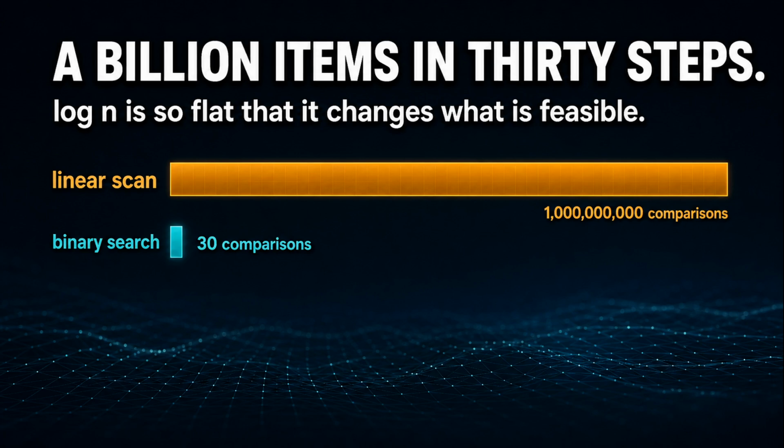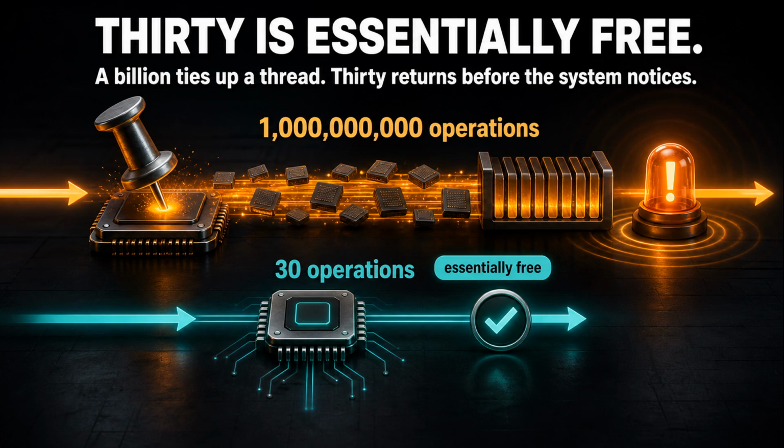Yeah. Let me make that concrete. For example, a linear scan over 1 billion items is 1 billion comparisons. Binary search on the same billion items is 30 comparisons. Wait, 30 comparisons for 1 billion items? 30. That is not a 10x speedup.